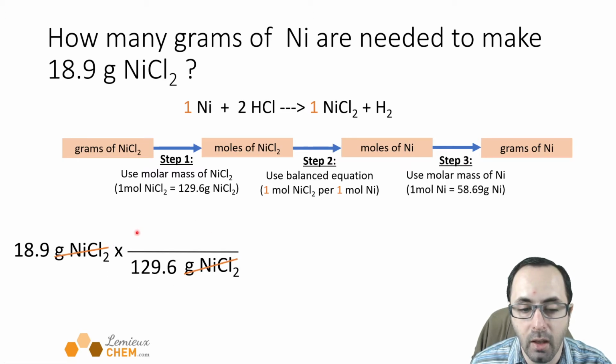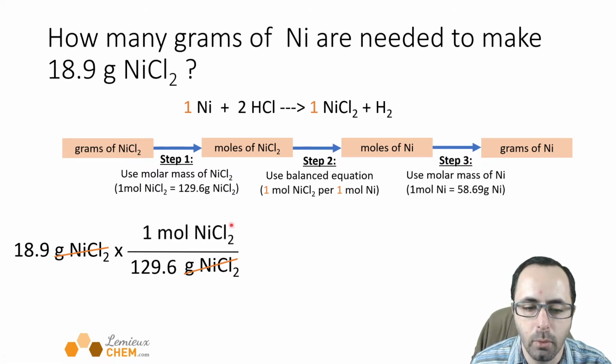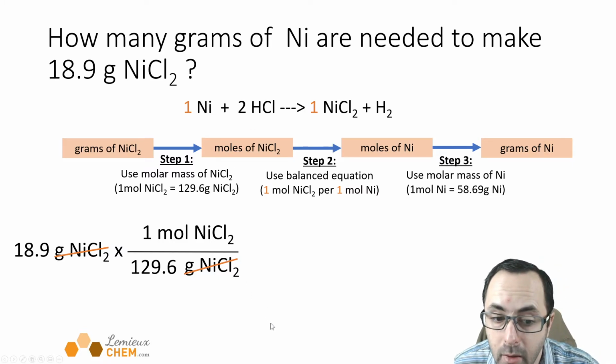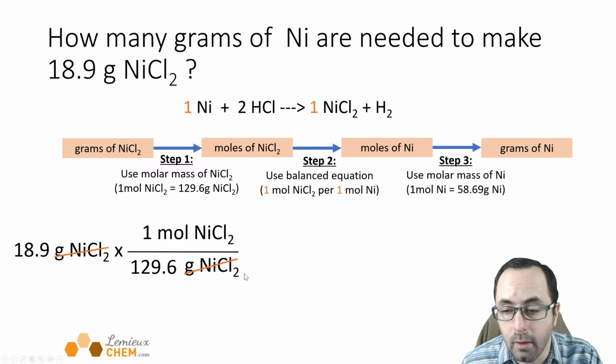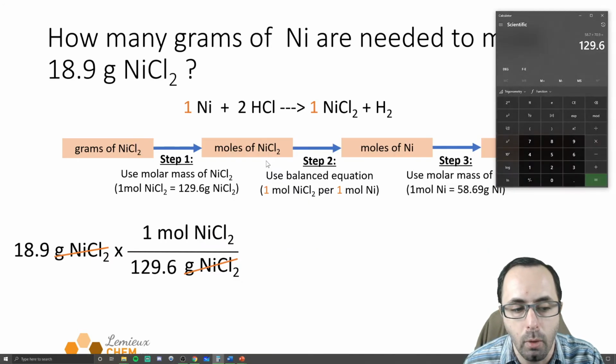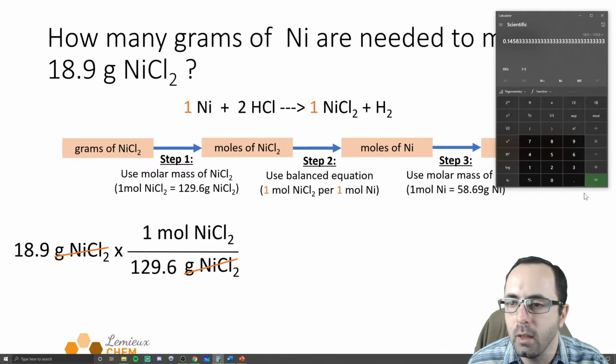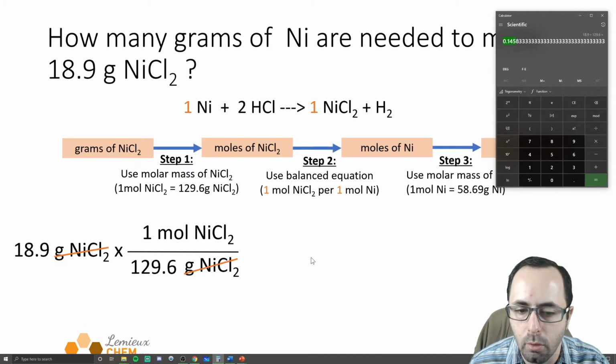And then on the other side up here, we write the 1 mole of nickel 2 chloride. That will go right here. We put it right there. Okay, now we've gotten to moles of nickel 2 chloride. We could stop here and calculate it. So let's say we calculated the moles of nickel 2 chloride. If we really wanted to do that right now, we could. 18.9 divided by 129.6. That would give us 0.146 moles of nickel 2 chloride.